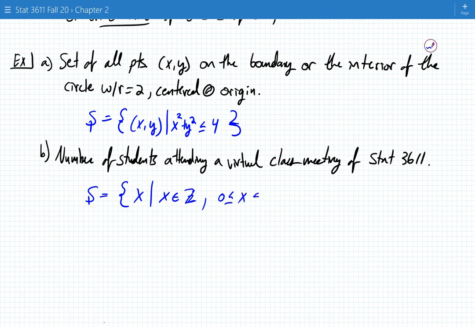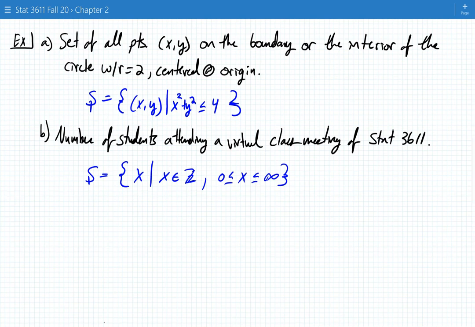And our upper bound, whatever that is, let's say theoretically that could go to infinity. If there's an upper limit, if there's only 50 people in the class, then maybe x just goes from 0 to 50. This is not really well specified, but it's just a little bit of practice on writing it out in set builder notation, okay? Good. So there we go. So there's some practice writing out sets.